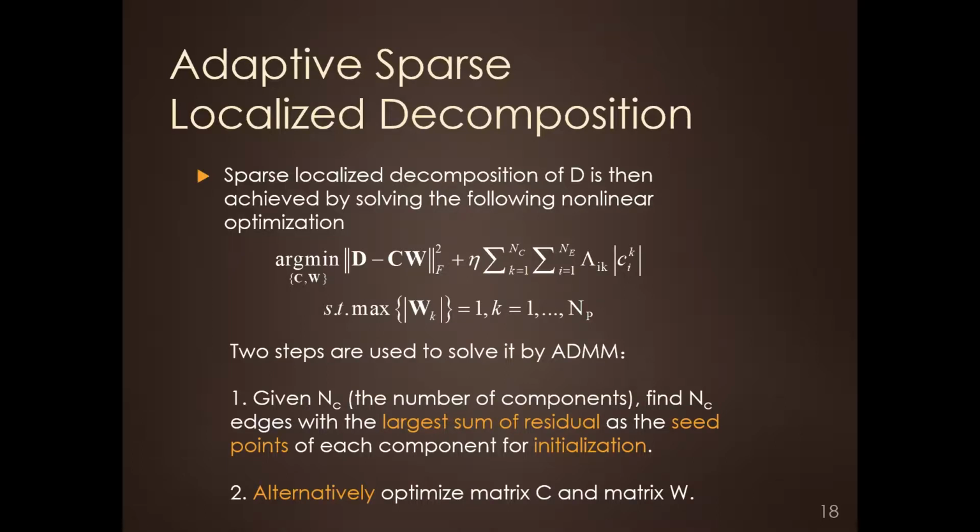And users will give NC, the number of components, and the method will find NC edges with the largest sum of residual as the seed point of each component for initialization. And the second part is to alternatively optimize matrix C and matrix W.